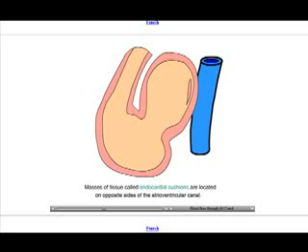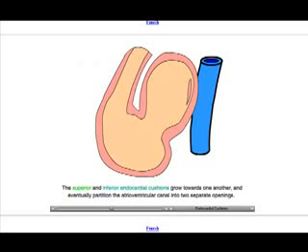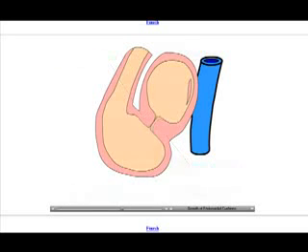Masses of tissue called endocardial cushions are located on opposite sides of the atrioventricular canal. There's a superior endocardial cushion and an inferior endocardial cushion. The superior and inferior endocardial cushions grow towards one another and eventually partition the AV canal into two separate openings. So here you can see them growing together. They eventually subdivide that common opening into two separate openings.